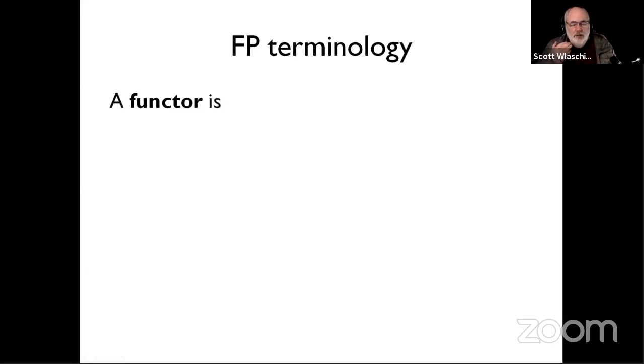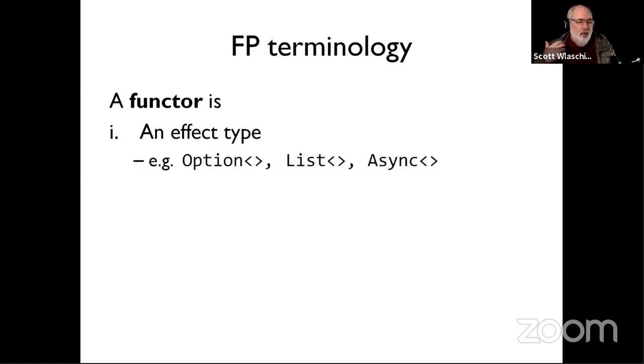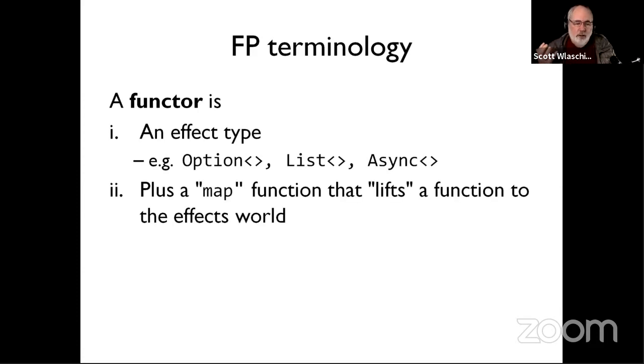So the jargon word for this is a functor. That's the FP jargon. I find this a bit jargony. I just prefer to use map. So a functor is just some sort of effect type, like a list or an option or a task, and some sort of map function that transforms a normal function into this effect world. So that's all the jargon is. It sounds very complicated, but that's all it is really. It's more scary sounding than the actual thing.